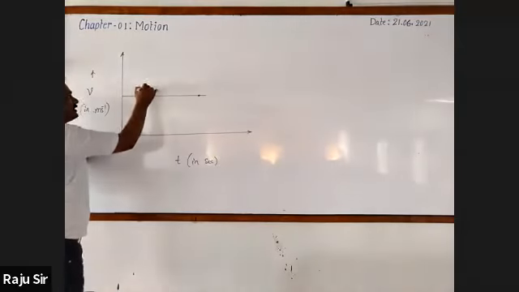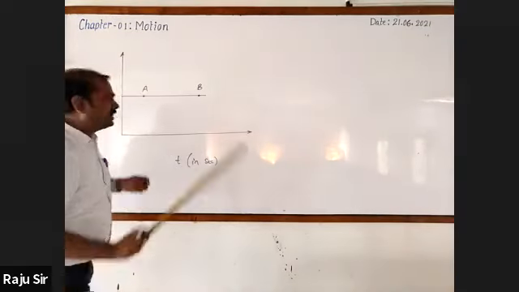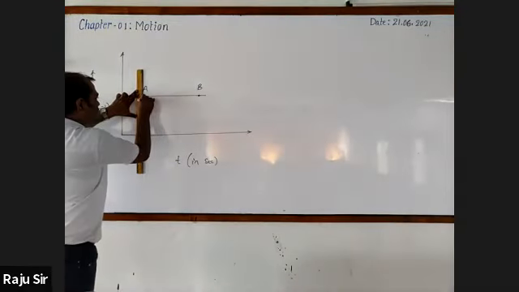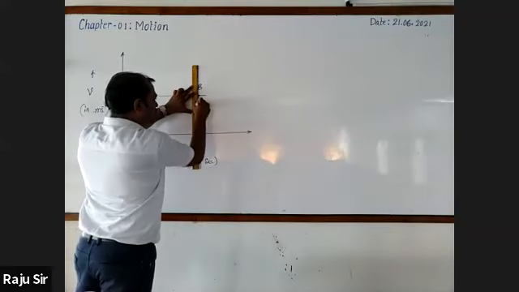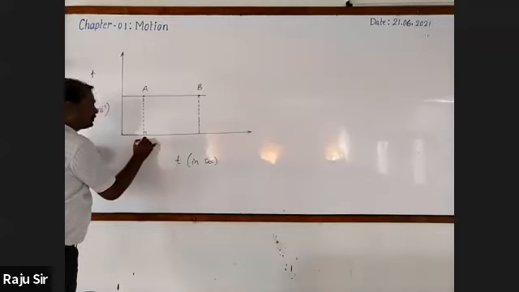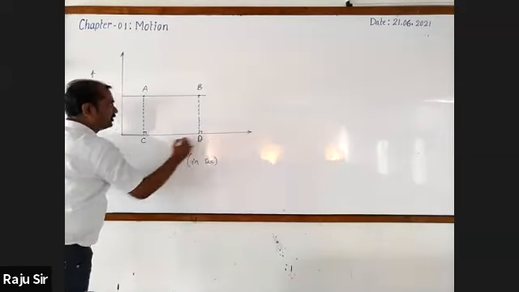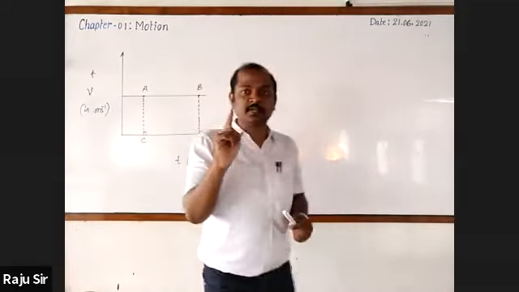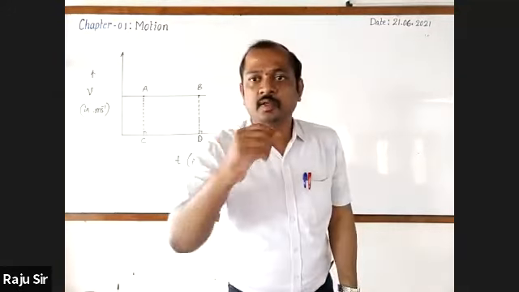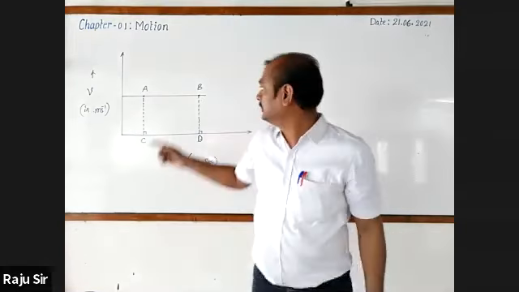Okay. I take this as A, this point as B. I draw the perpendicular line from A to the x-axis, nothing but the time axis, and from B to the x-axis, again the time axis. I call this point C, this point D. Just by observing this figure, Shreya, could you tell which geometrical figure you can imagine?